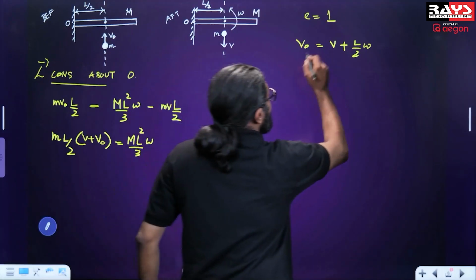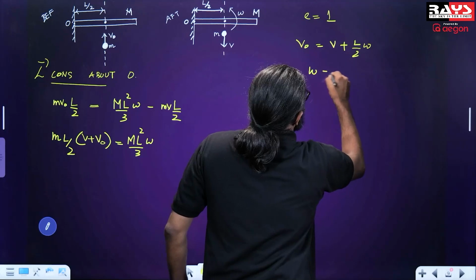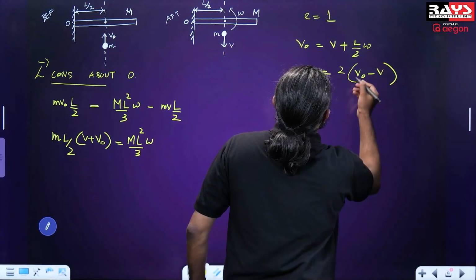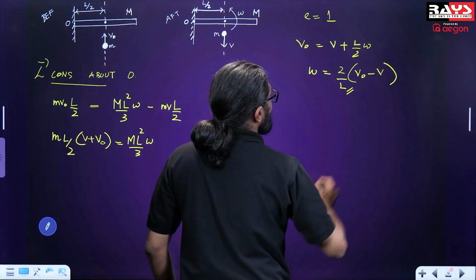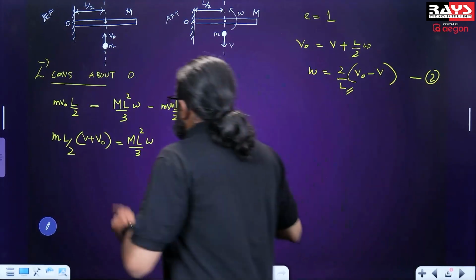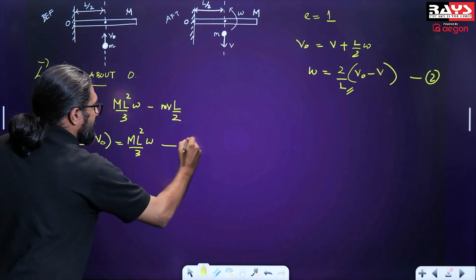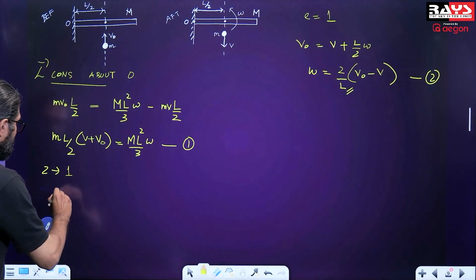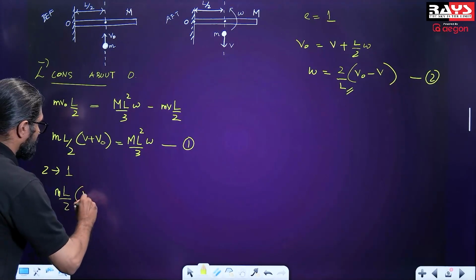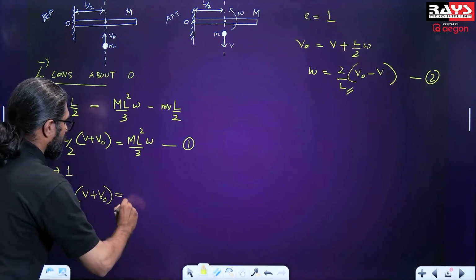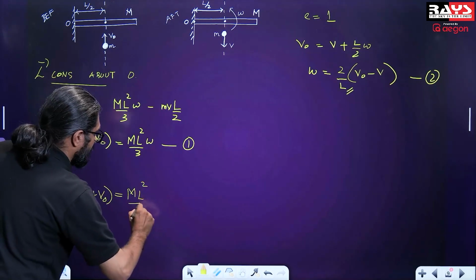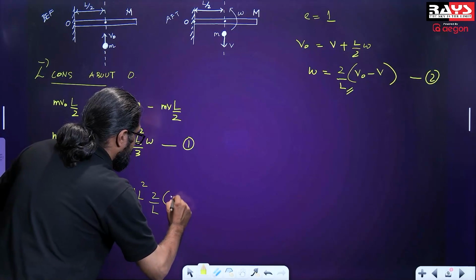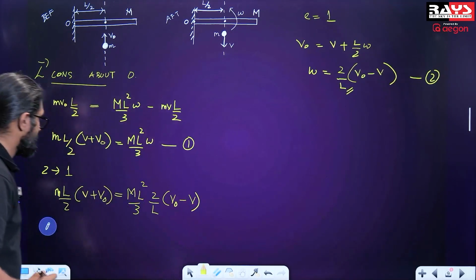Right? Now, on rearrangement, I would have omega equal to 2 into (v0 minus v) divided by L. This is equation 2. I'll call the earlier one equation 1, and substitute equation 2 in equation 1. So 2 in 1 would give me ml by 2 into (v plus v0) is equal to ml square by 3 into omega, where omega is 2 by L into (v0 minus v).